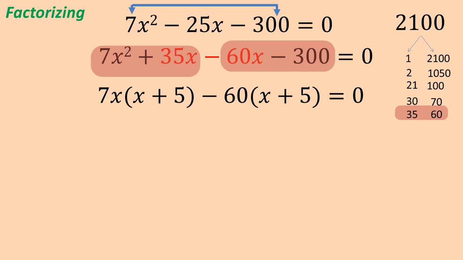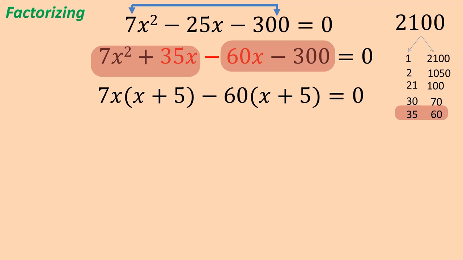So what about the second pair? We can take 60 common. Since it's minus 60, we take it common, and inside the bracket the sign will change. That is negative, this will become plus. So that will become 60 into x plus 5. Why? 60x divided by 60, the answer is x, and minus 300 divided by minus 60, the answer is 5. So here, within the bracket, the answer is coming the same, x plus 5. So it means we are moving in the right direction.